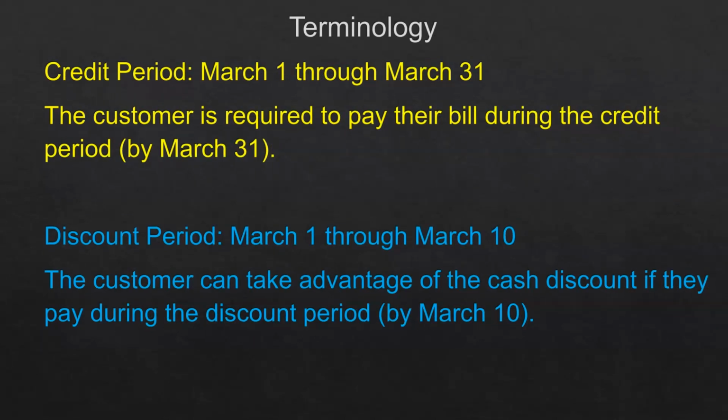Okay, so more information about this. It's one of those things that you have to just kind of wrap your head around. So let's say our credit period's from March 1st to March 31st. That just means you're required to pay the bill by the end of that credit period, which is March 31st. And then the discount period, remember I said it might be about 10 days or 15 days. If you pay within the discount period, then you're going to pay by March 10th because you have about 10 days then. So you get that cash discount if you pay within the discount period.